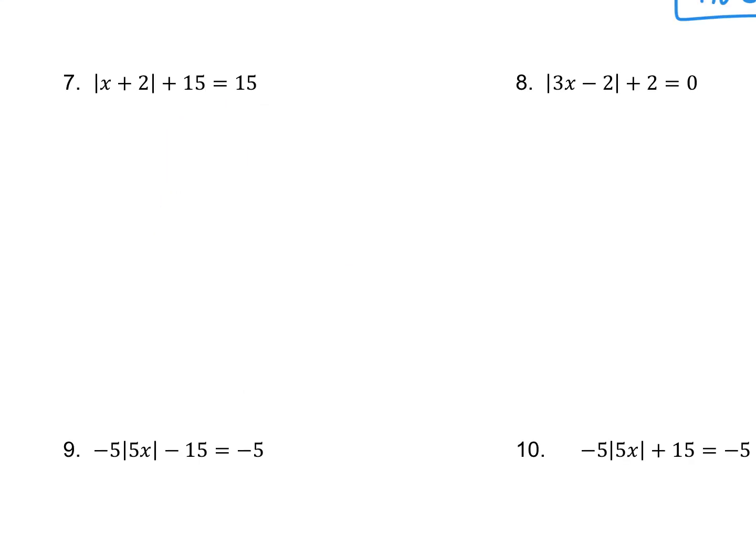Okay, number 7, we're going to isolate. So what do I do first? Subtract 15. So I have absolute value of x plus 2 equals what? 0. That is okay. I would write it down. It just can't be negative, but it's allowed to be 0.